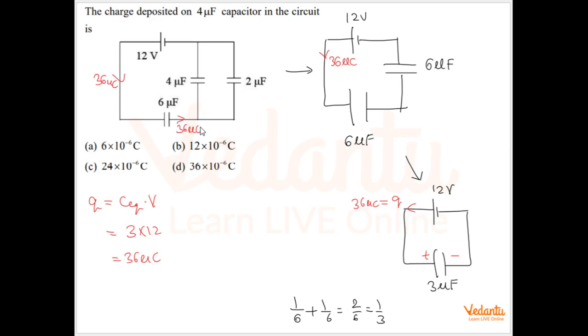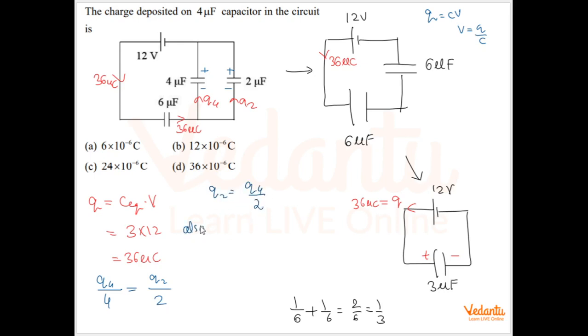Now that 36 microcoulomb will get divided into Q4 and Q2 here. Since the 4 microfarad and 2 microfarad capacitors are connected in parallel, their potential difference will be the same. Now Q is equal to CV, V is equal to Q by C. So the potential difference across the 4 microfarad capacitor will be the same as across the 2 microfarad capacitor, which gives me Q2 is equal to Q4 divided by 2.